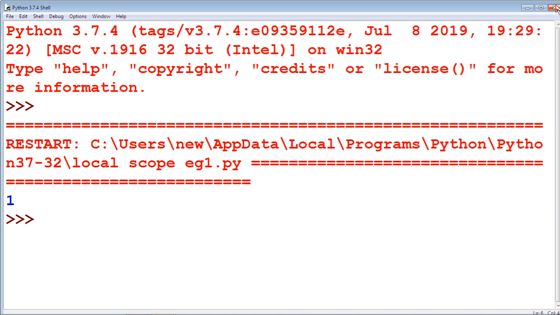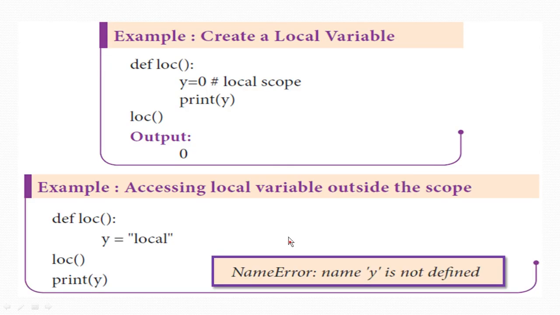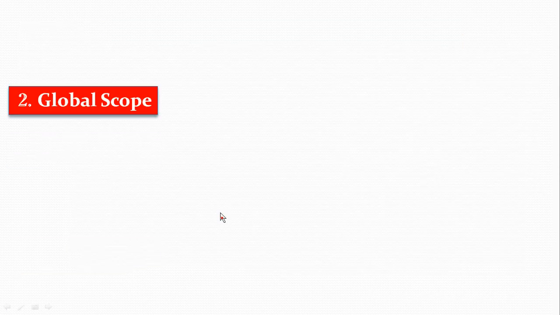We get the result 1. This is the example for the local scope. The second scope in Python is called global scope.